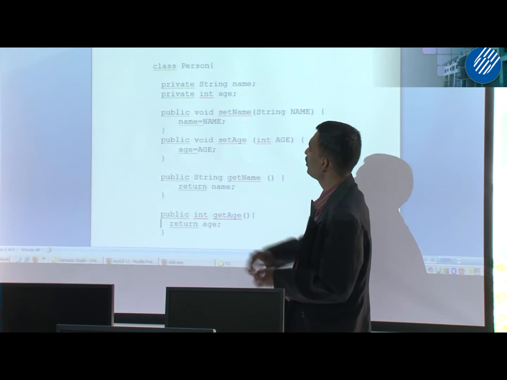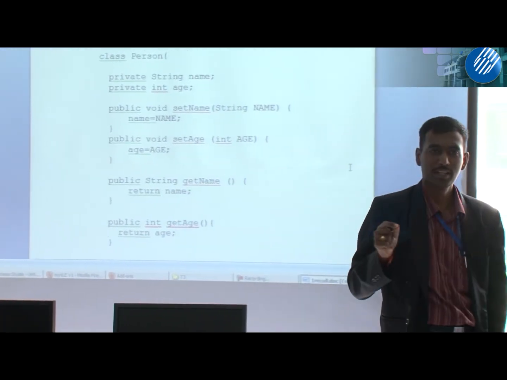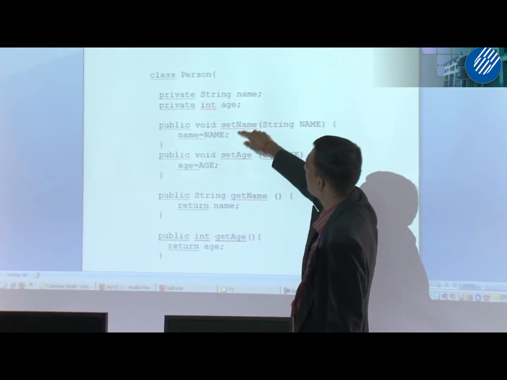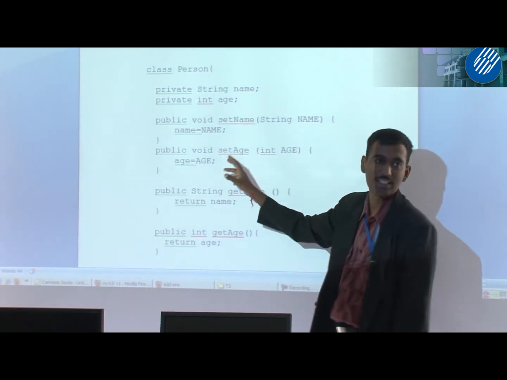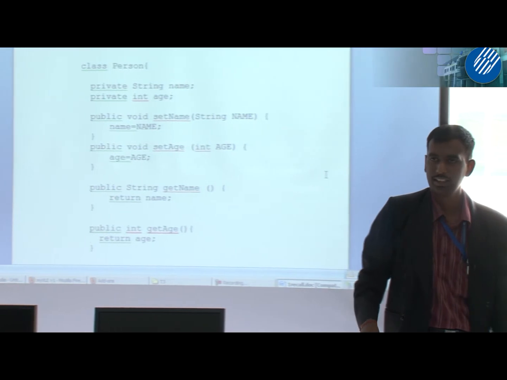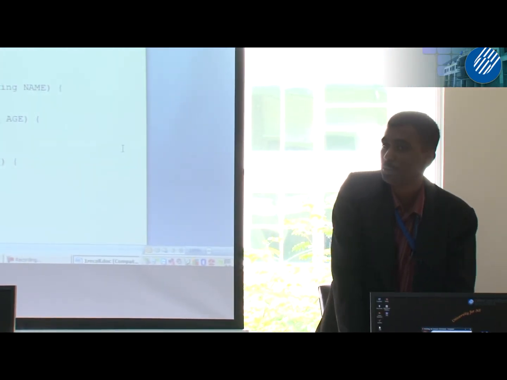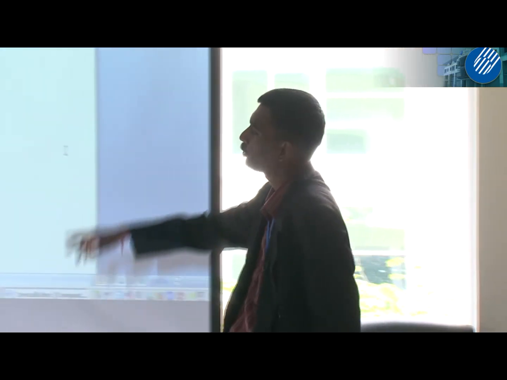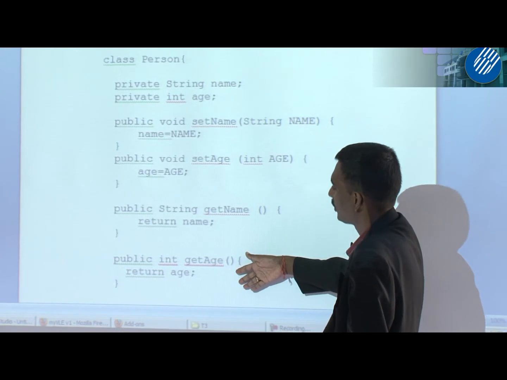If you want to identify the constructor, it's very easy. The name of the method and the name of the class should be the same. If you cannot find a method with exactly the same name as Person, it means a constructor doesn't exist in this class. What is the purpose of a constructor? A constructor is also a method, same like set name, set age, get name, get age, and so on.